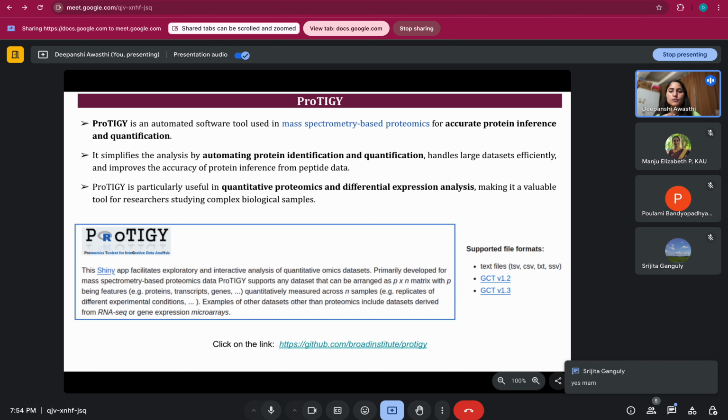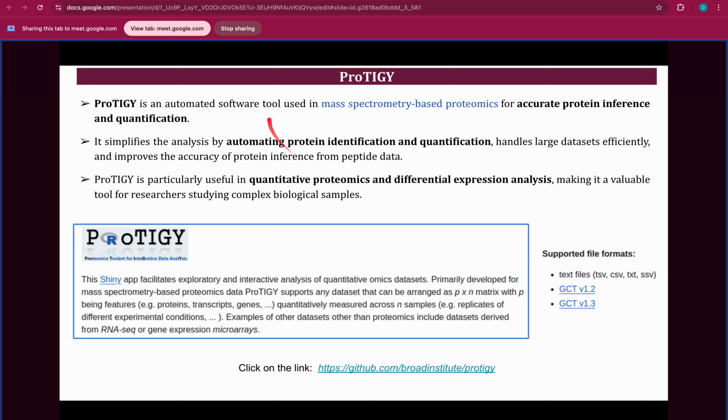Now let's see about ProTIGY. So what is ProTIGY? It is a software tool generally used in mass spectrometry for accurate protein inference and its quantification. ProTIGY can accept file formats which could be a text file or GCT file, and in text file it can take TSV, CSV, TXT, SSV. So these are certain formats which are supported by ProTIGY.